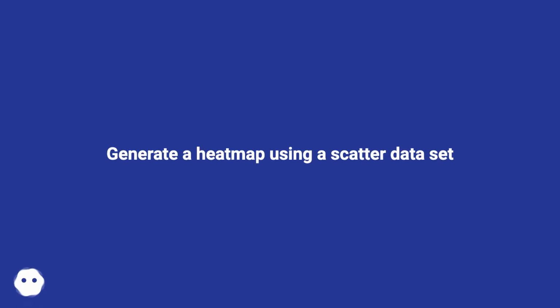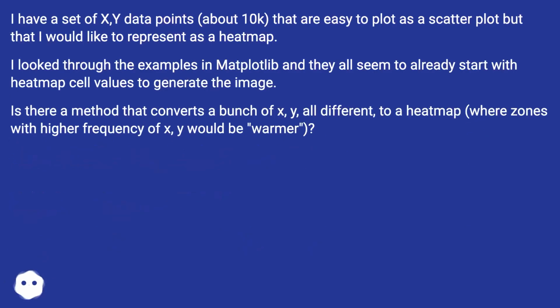Generate a heat map using a scatter data set. I have a set of x, y data points, about 10k, that are easy to plot as a scatter plot but that I would like to represent as a heat map.